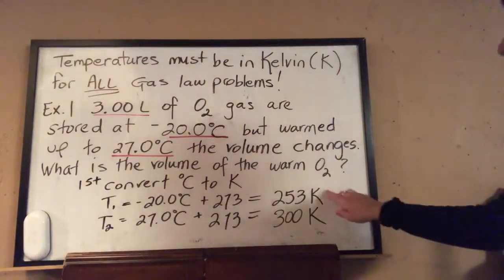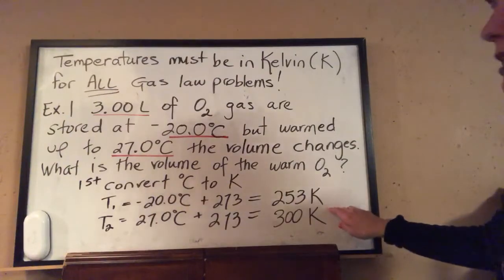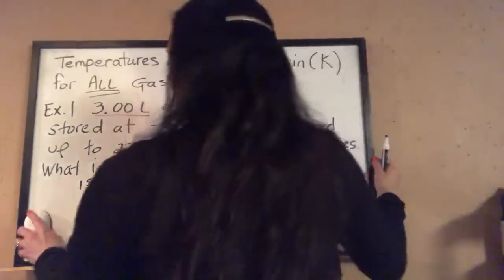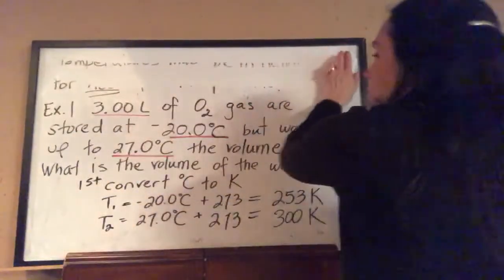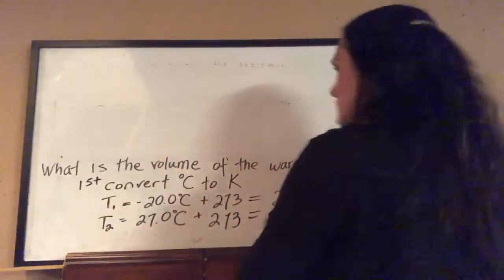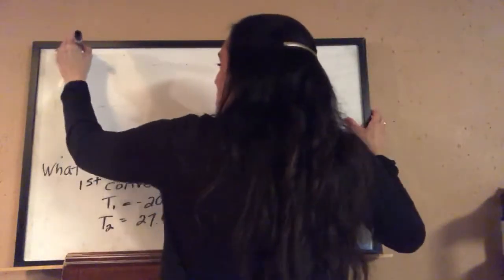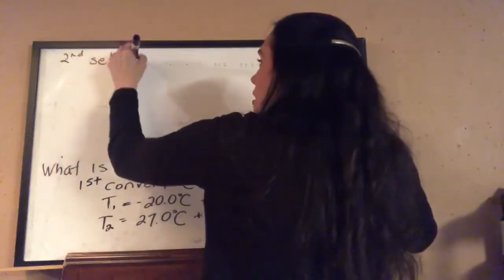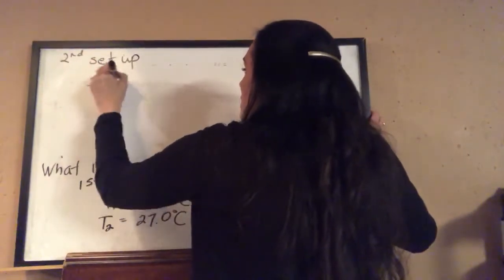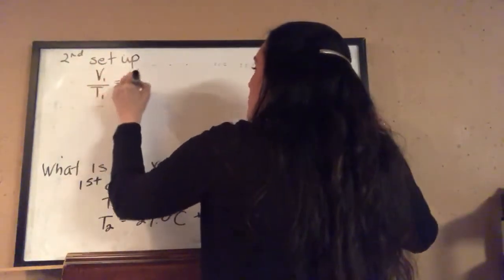So these are the temperatures that we're going to use in the formula, okay? So that's our first step. Now our second step is to plug in what we have into the gas law. Second, we want to set up the equation. V1 over T1 equals V2 over T2.